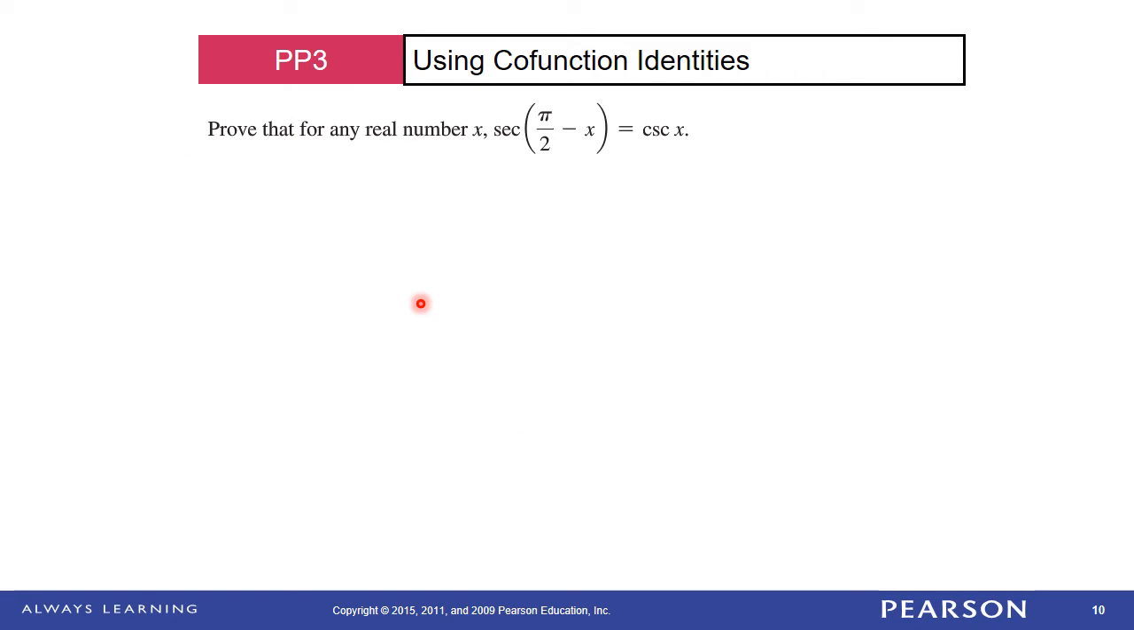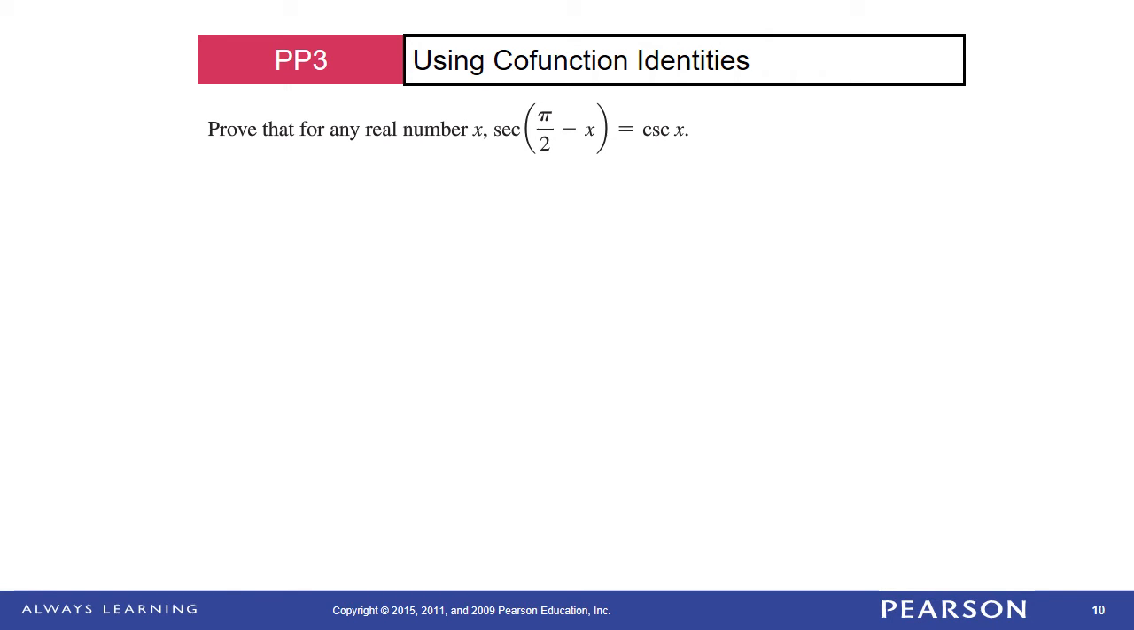Alright, can you prove this here? Give you guys a little bit of time. Can you start off with secant and prove that secant is really the cofunction of cosecant? Or you can say it the other way: that the cosecant function is really the cofunction of secant.